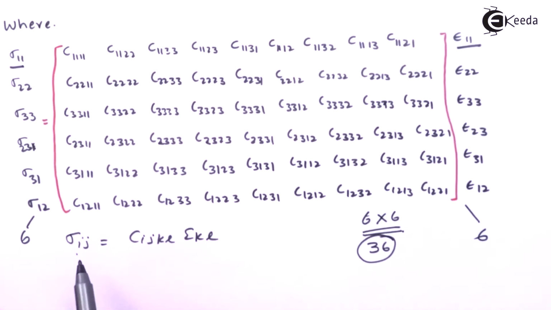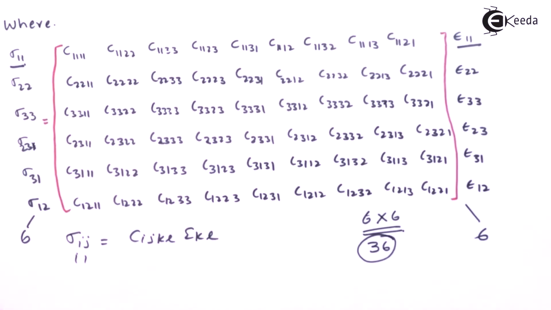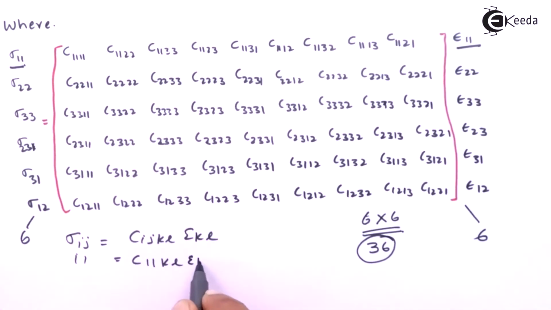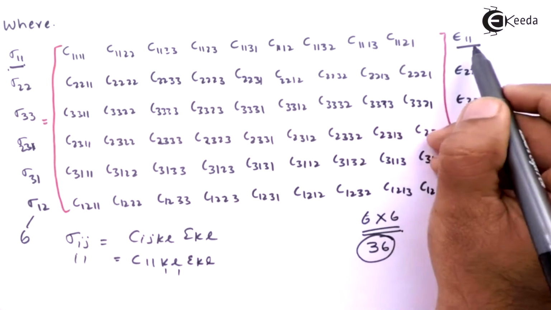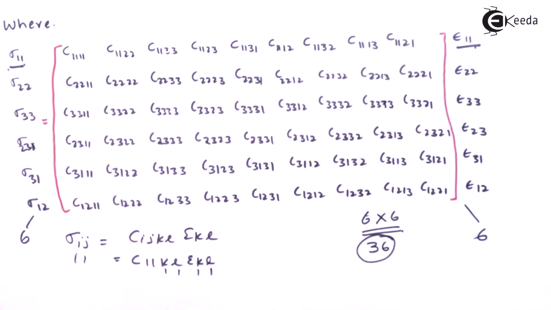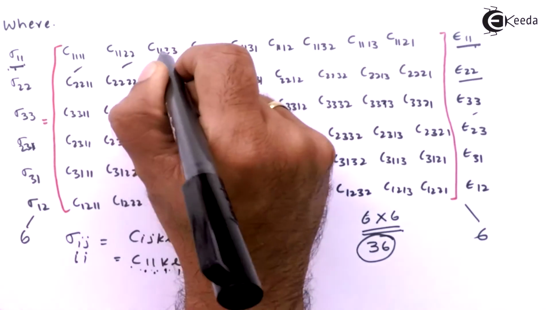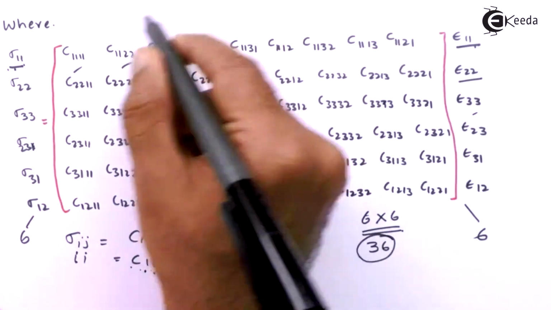Let us fix i and j now. Let us say i is 1, j is 1, that is sigma 11. Sigma 11 is represented as C11kl epsilon kl, and for k and l you have summations, k running from 1 to 3 and l running from 1 to 3. So you will get these components. Sigma 11 and epsilon 11 are related by C1111. In a similar way, sigma 11 is related to epsilon 22 by the constant C1122. Similarly, the relation between sigma 11 and epsilon 33 is C1133. Like that, we can populate the entire matrix of C.